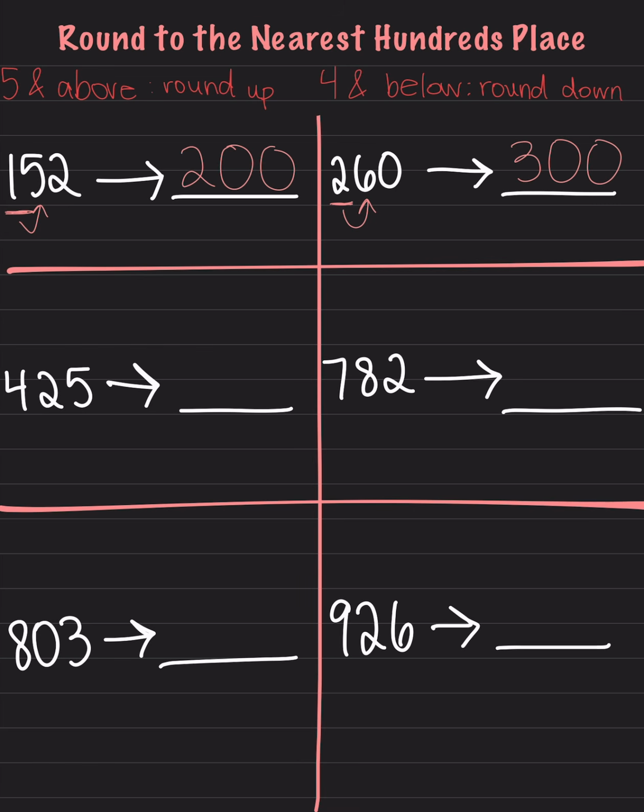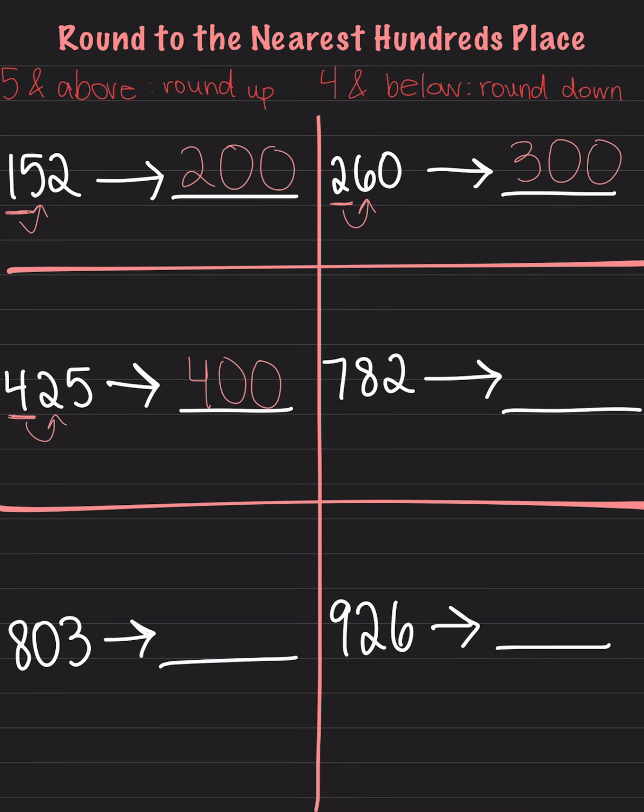Next I have 425. 4 is in the hundreds place. I then look at its neighbor, which is 2, and I ask myself, is it 5 and above or 4 and below? 2 is 4 and below. That means we round it down. The 4 rounded down means we just keep it the same. The 4 remains a 4. And then I will follow it with 2 zeros.